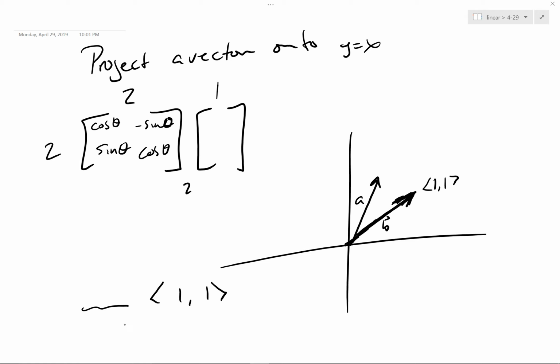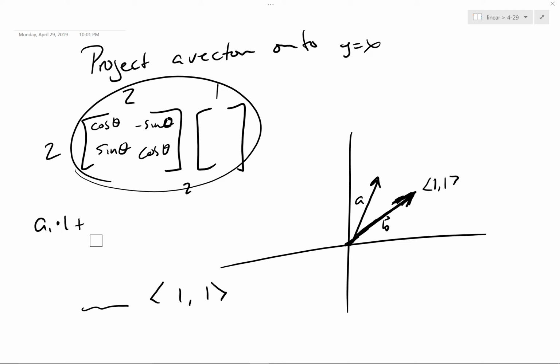And so what needs to go out front? Well, it's A dot B. So you'd have A1 times 1 plus A2 times 1. So it's going to be A1 plus A2, over the magnitude of B squared. So it's over root 2. Nice.